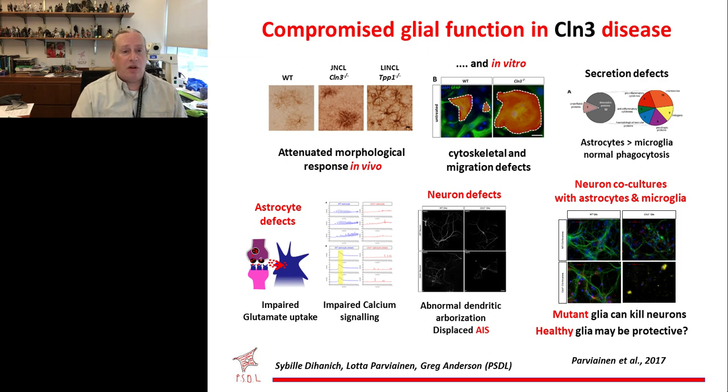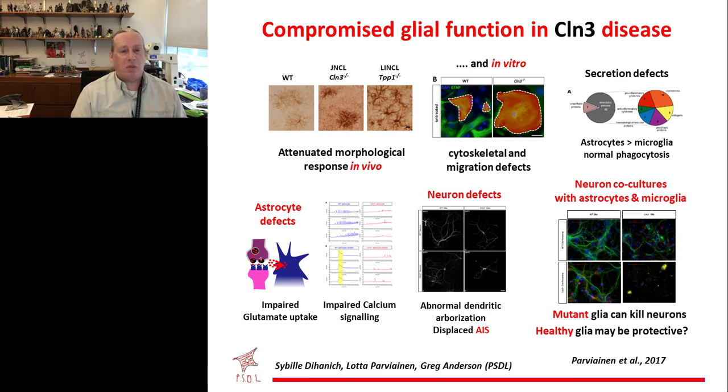We also looked at the neurons. If we grow neurons from CLN3 disease mice, we see that whilst they don't die, they do have very particular structural defects in their dendrites, which may well be related to their ability to communicate with one another, and an interesting phenotype with their axon initial segment.